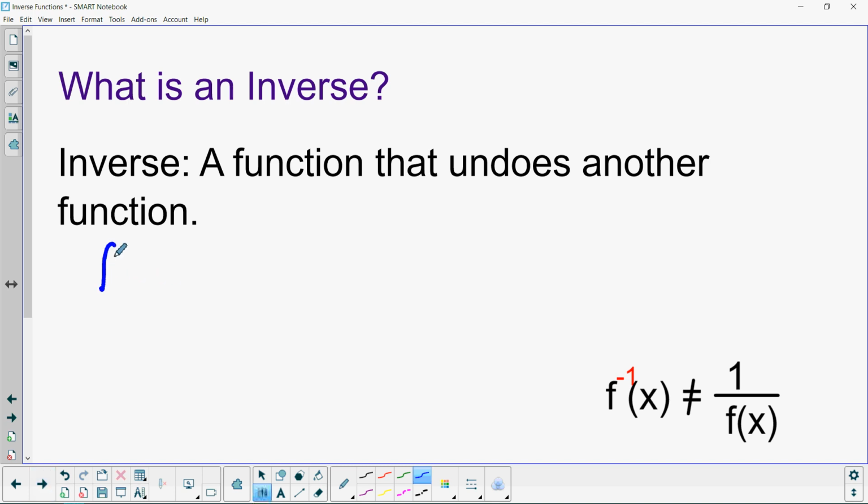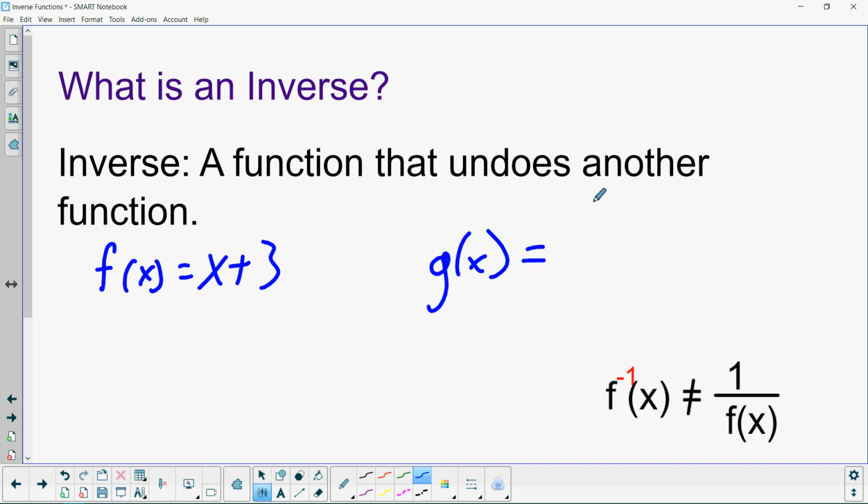Let's take our favorite function, f of x equals x plus 3. All this function does is take our input and add 3 to it. So if I want the inverse function, it has to undo this adding 3. The inverse function, we could call it g of x, would take an input and then subtract 3. That's all they do: they're functions that undo each other.